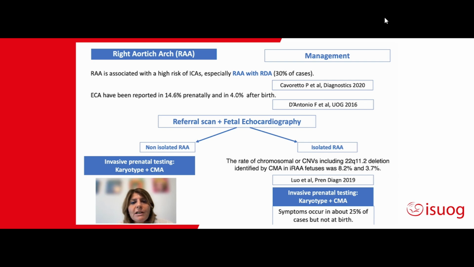The incidence of chromosomal anomalies and pathogenetic copy number variations, particularly the 22q11 microdeletion, is increasing in fetuses with right aortic arch. Although the risk is higher when associated anomalies are present, it remains significant even in isolated cases. Therefore, invasive testing for fetal karyotype and CMA should be offered even in isolated cases. Symptoms occur in approximately 25% of cases, but typically they are not present at birth. As a result, isolated cases do not require delivery in a tertiary referral center.